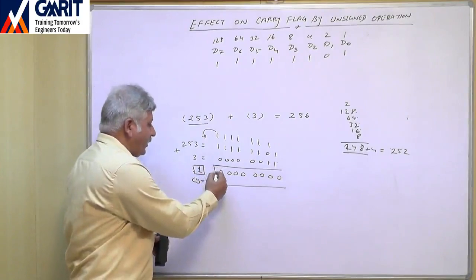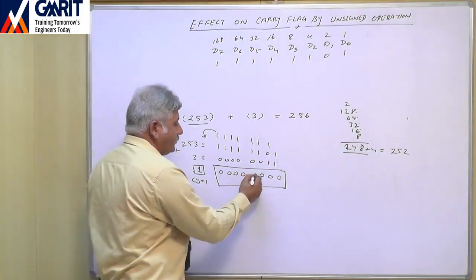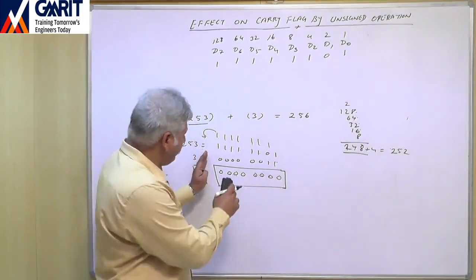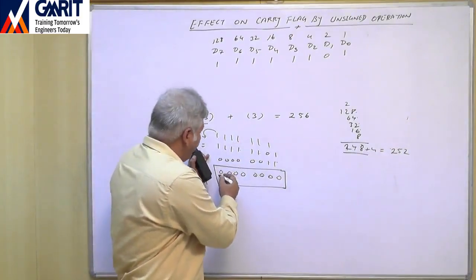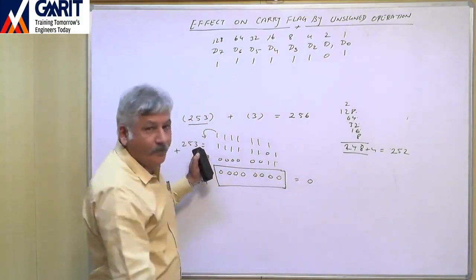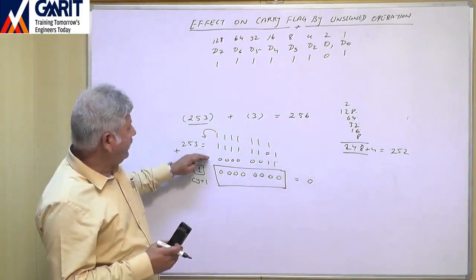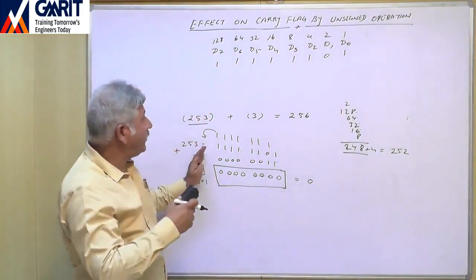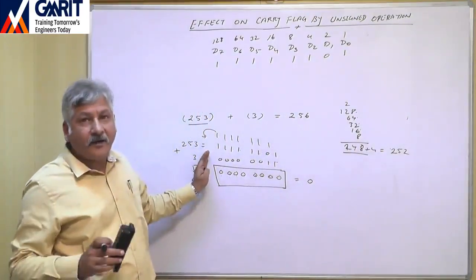And what is there after the addition? What are the 8 bits? The 8 bits are 00000000. So we just ignore this carry, and if you check the result after the addition, you are getting magnitude 0. So when we add 253 with 3, we are getting 0, but it should be 256. This means whatever result we are getting is not correct.